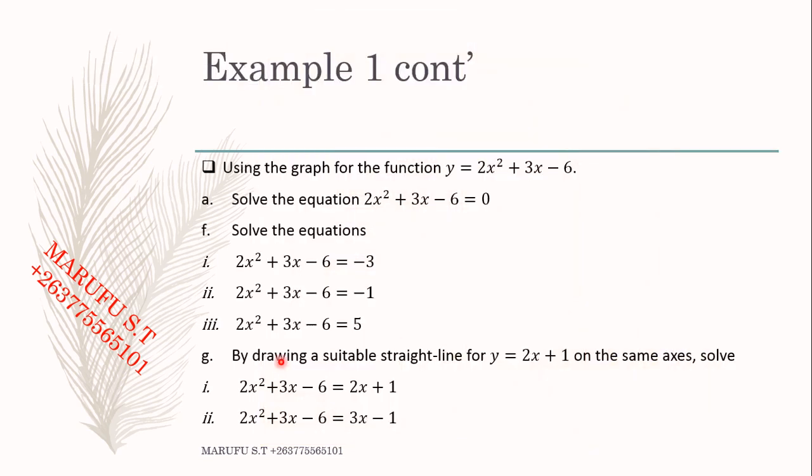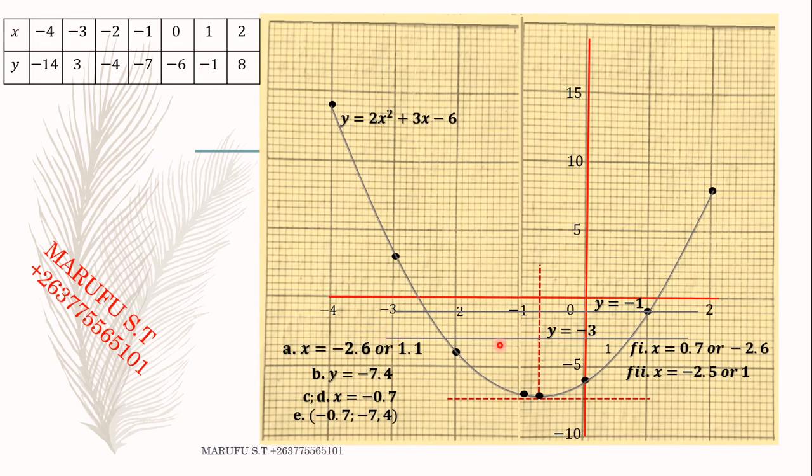Right, now, the last question, I want you to pause and draw this graph. I want you to pause and draw this one. So this is what you come up with. You come where there is 5 here, and you draw your straight line.